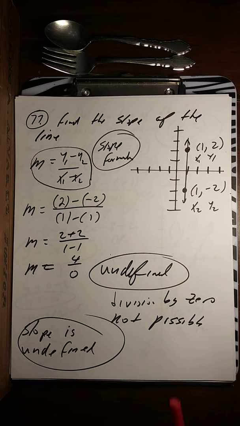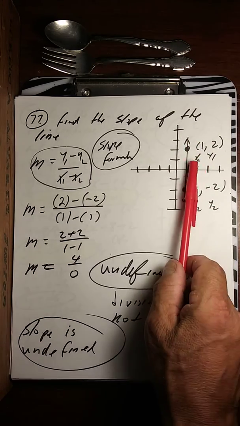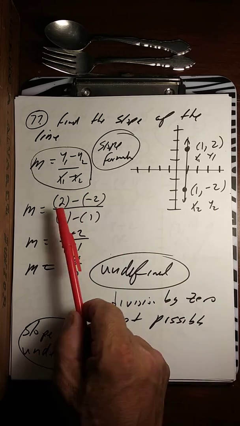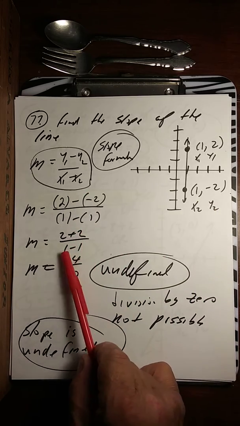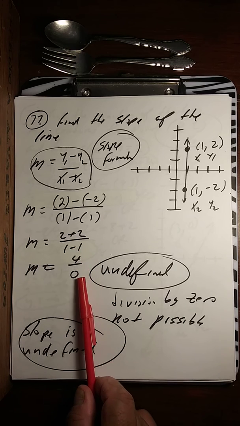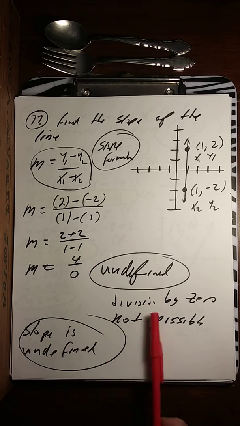Find the slope of the line. There it is, there are the points. x1, y1, x2, y2. Put the numbers in there. So we're going to have 2 minus 2 over 2 plus 2, 1 minus 1. So we have 4 over 0, undefined. Division by 0 is not possible.